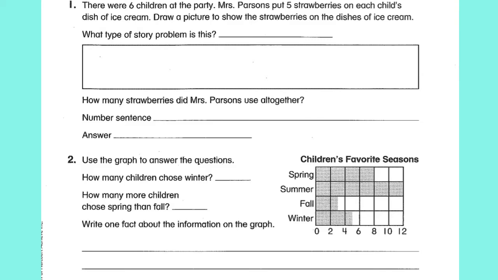Okay, we can get started with the class guided practice. Number 1, there were 6 children at the party. Mrs. Parsons put 5 strawberries on each child's dish of ice cream. Draw a picture to show the strawberries on the dish of ice cream. What type of story problem is this?